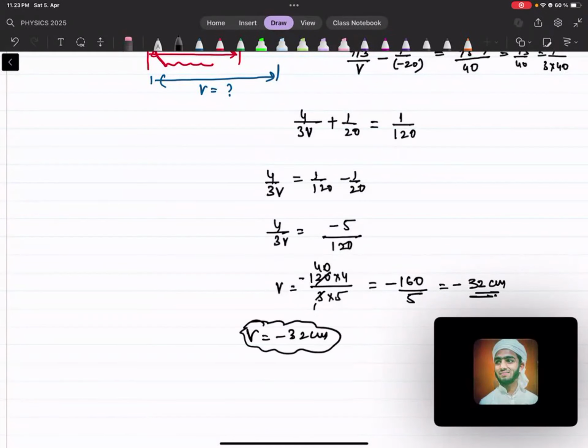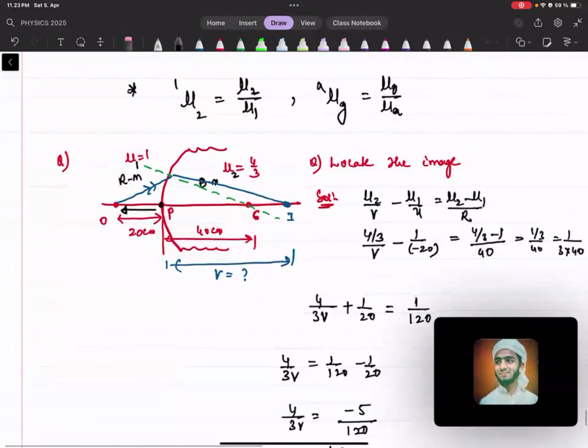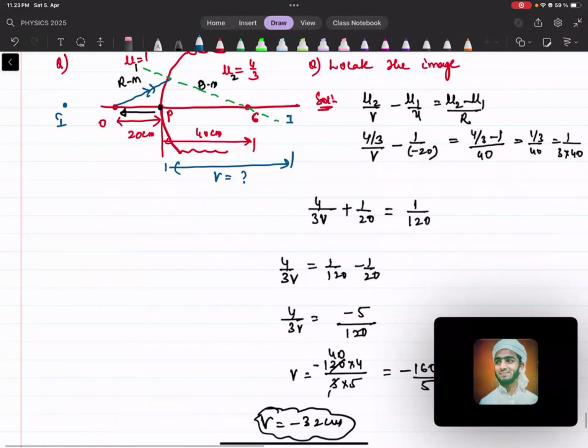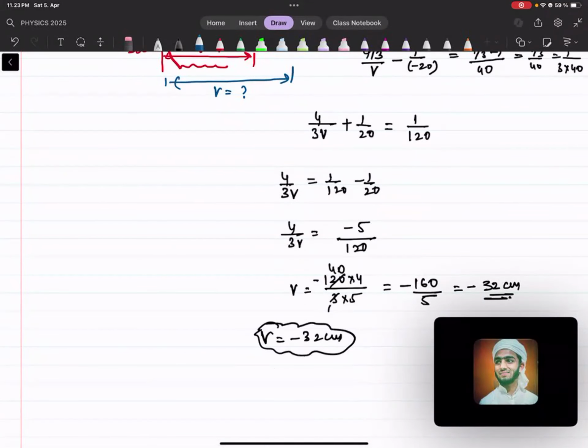Clear? That means if the image is negative, where is the image? On the other side, or on the same side as your object? Same side. Yes. So then the image will be somewhere here, right? Okay. So the image is formed at 32 centimeters on the same side of your object. Am I clear?